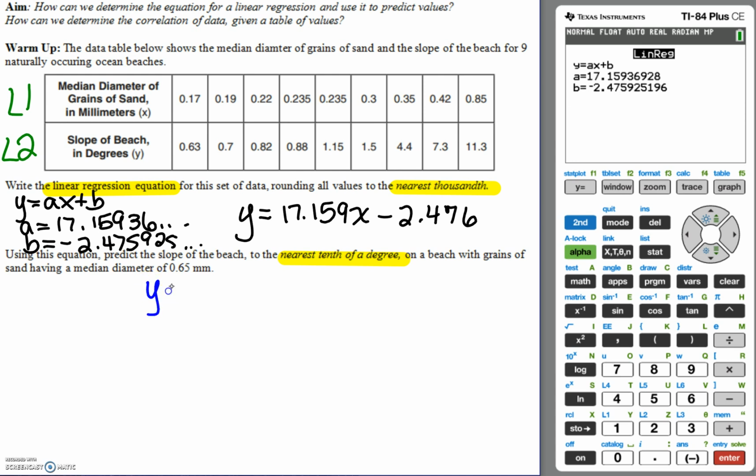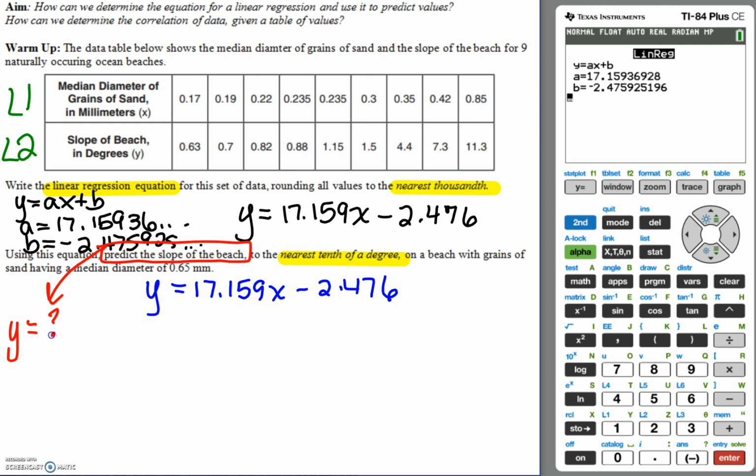From here, it says using this equation. So what I want to do is bring down the equation that we just came up with because I have to substitute values into there. It did state to predict the slope of the beach. If you're predicting something, you don't know that something. So the slope of the beach represents your y. So we're looking for y. And we know that the median diameter of the grain of sand is 0.65.